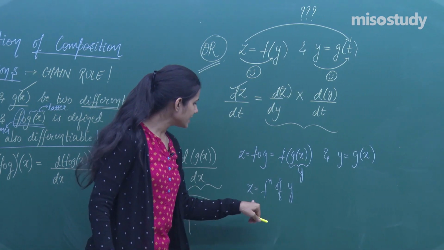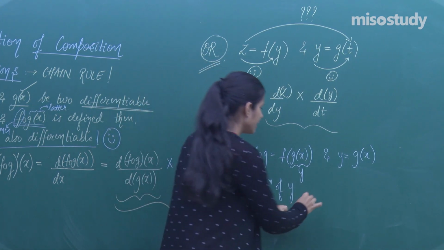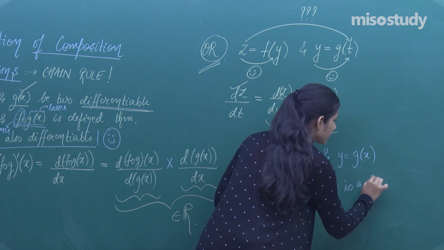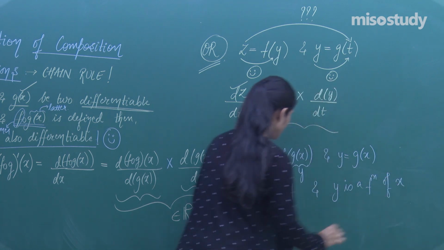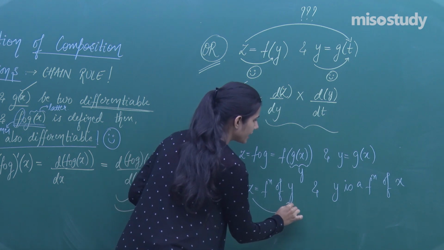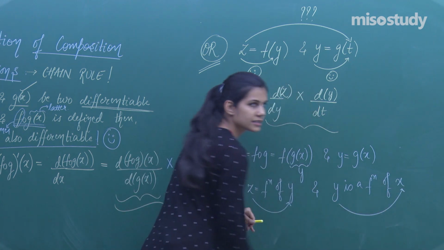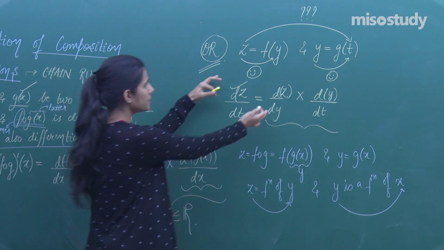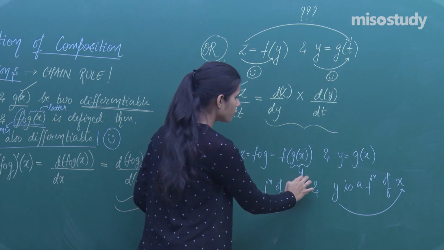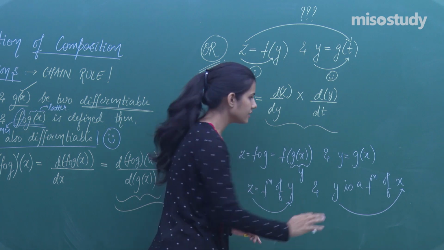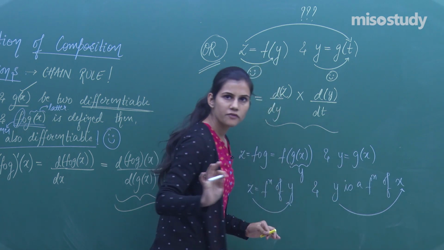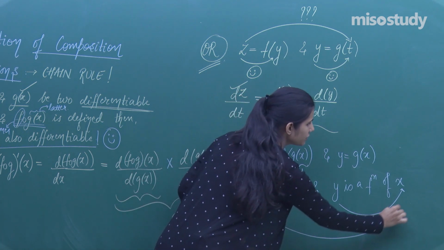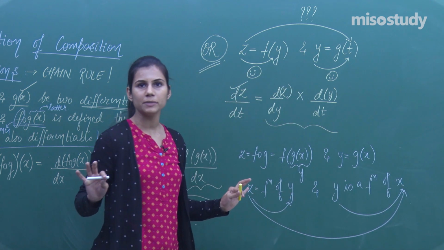Fine. I can say z is a function of y and y is a function of x. So z is a function of y is a function of x. Exact same picture. I'm just trying to connect this result with this result. Z is a function of y, where y is g of x I have taken. That means y is a function of x. I am interested in computing the derivative of z with respect to x. Z is my fog only, please understand.